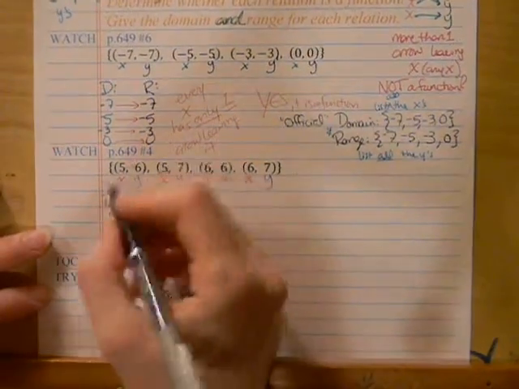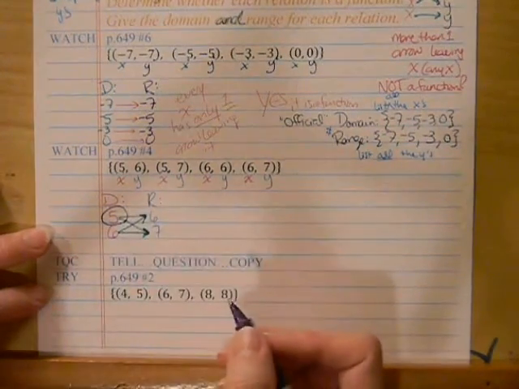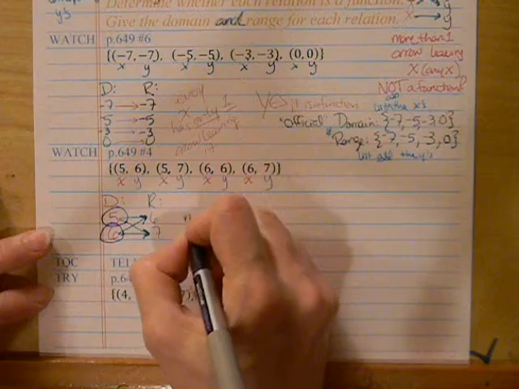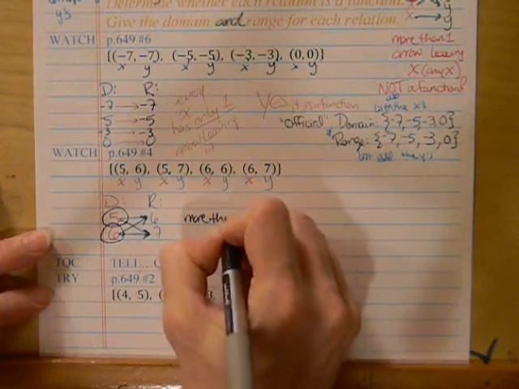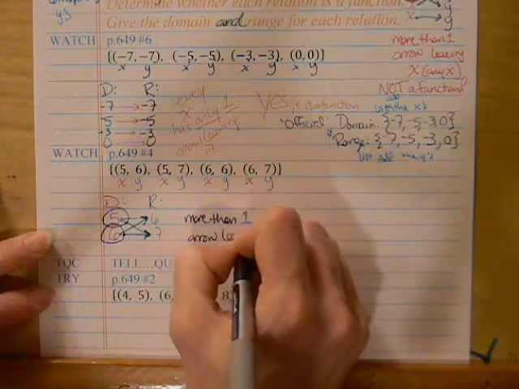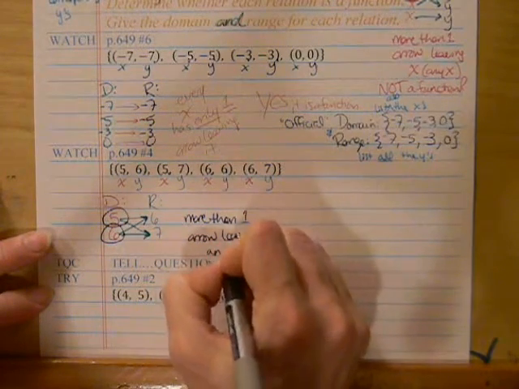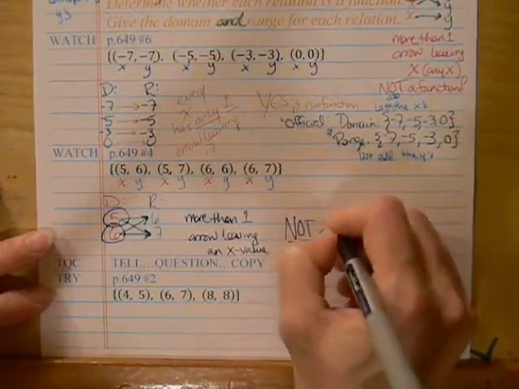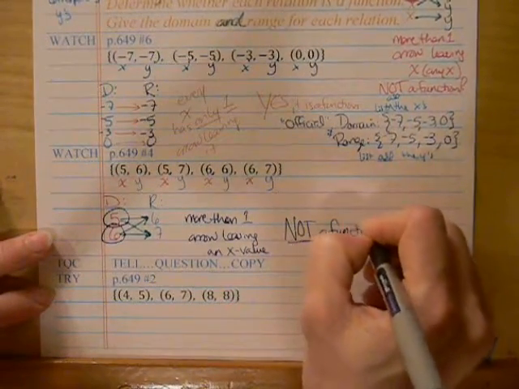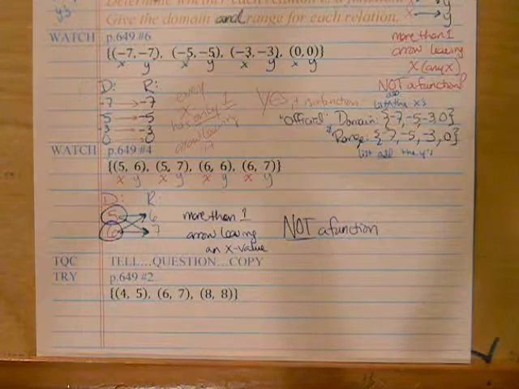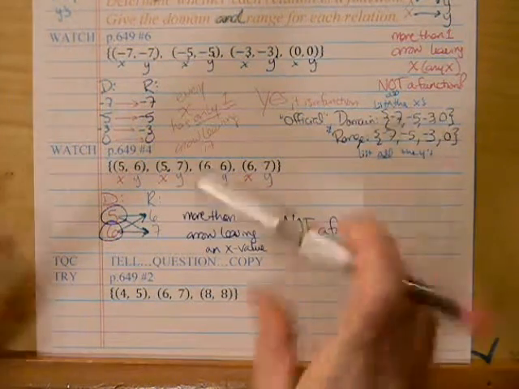Well, 5 has more than one arrow leaving it. 6 has more than one arrow leaving it. More than one arrow leaving an x value. Not a function. Okay? However, you can still list the domain and range.